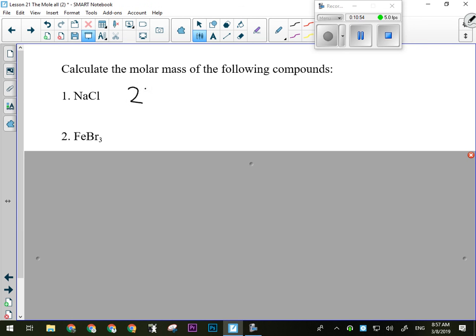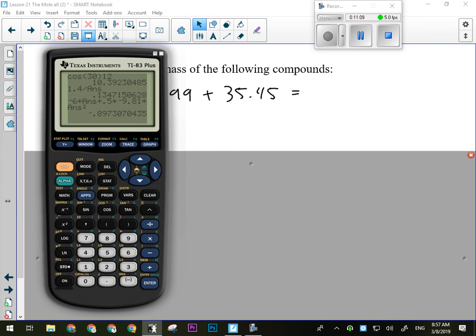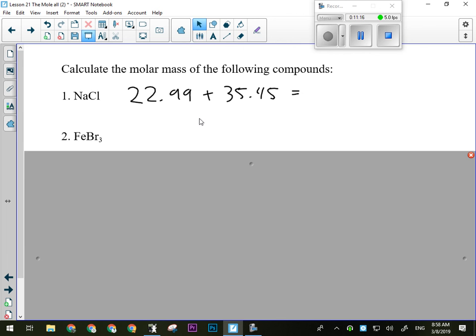So there's one sodium atom, so I'm going to go 22.99 because that's the molar mass of sodium, plus 35.45, which is the molar mass of chlorine, okay? And I'm just going to add those two together. So 22.99 plus 35.45 gives me 58.44 grams per mole. Okay, so that's about as easy as they get when they're both a 1. I just have to look up the numbers and add them together.